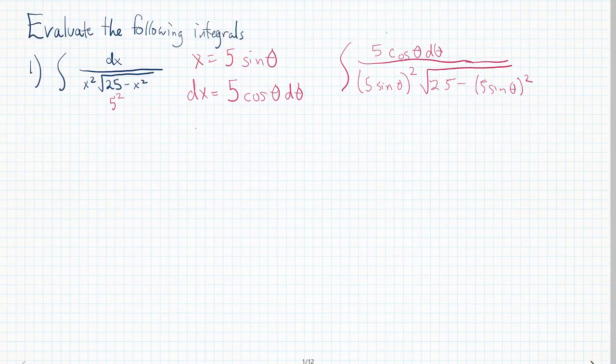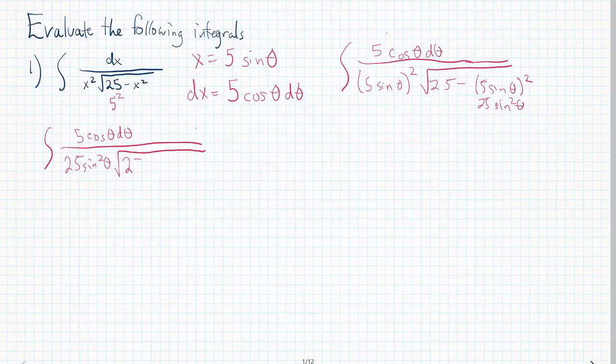Okay, so simplifying this, what do we have? Well, we get 5 cosine theta d theta over a 25 sine squared theta. Notice there is a 25 sine squared theta on this side too. So you can factor the 25 out of both pieces inside the square root. You can write this as the square root of 25, factoring that out from both pieces. 25 times what will give us 25? Well, it'll be 1. And 25 times what will give us 25 sine squared? That would be sine squared theta.